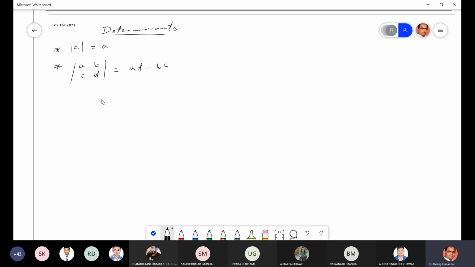We'll quickly go through some of the properties of determinant. One of the properties is property 1. Determinant, let me write det in small, that is better. Determinant of identity matrix. How much? One. So that is what an example is. Okay.